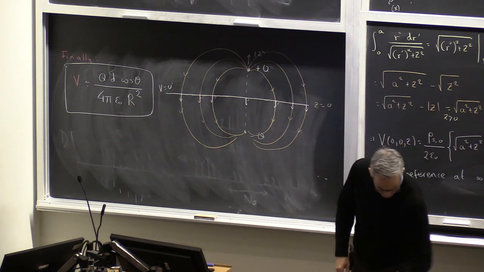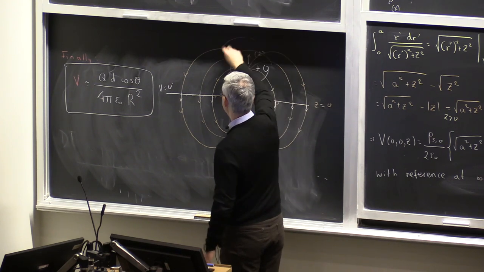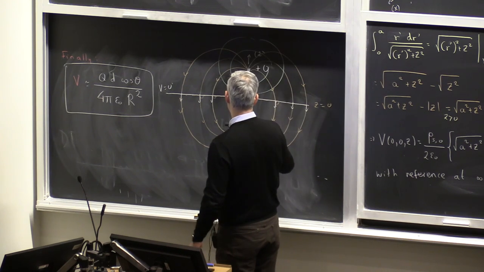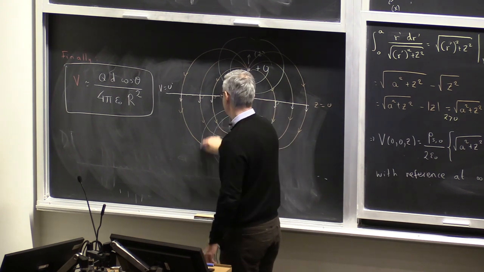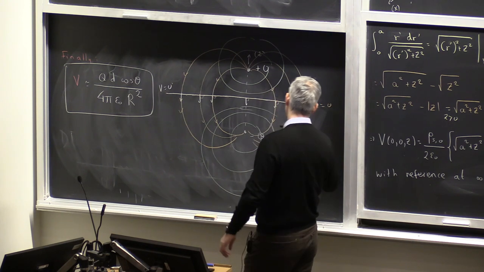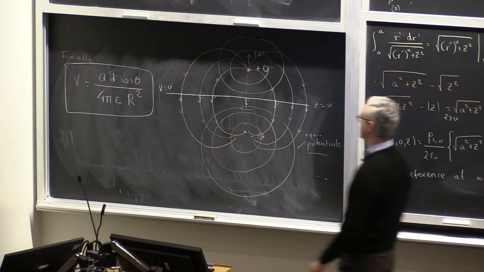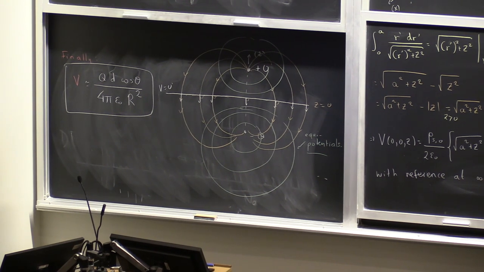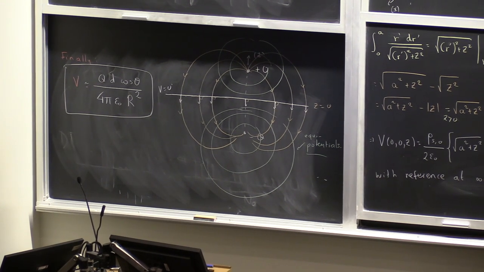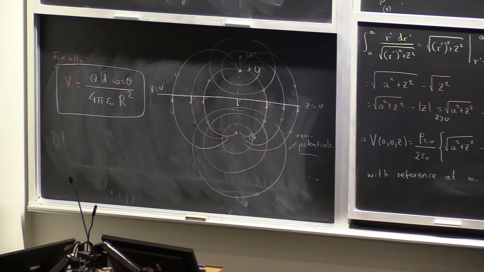And the rest of the equipotential lines are like this, always remaining perpendicular to the electric field. So these are the equipotentials. All right, so that's all for the electric potential of a dipole and generally potentials of charge distributions.